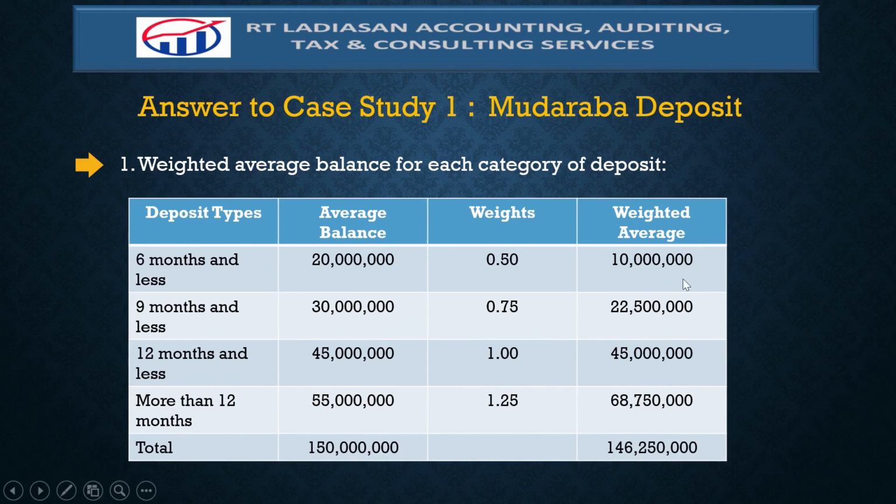Take note that the weighted average balance is simply calculated by multiplying the average balance and the weight assigned to a certain deposit type. For example, for deposit with maturity period of 6 months and less, with average balance of 20 million, and the weight assigned is 0.5. Therefore, the weighted average balance is 10 million pesos. And same manner of calculation or procedure with respect to the other deposit types.